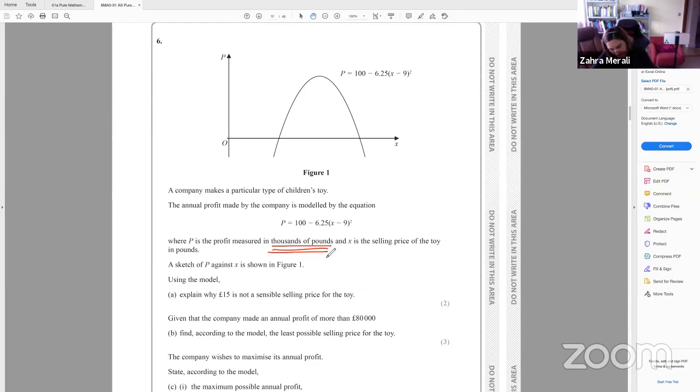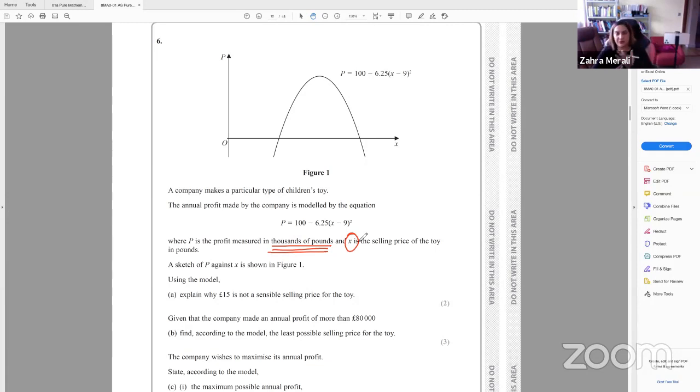So the selling price is the X. You would substitute that in: 100 minus 6.25 times (15 minus 9) squared, and you find it gives you a negative number. So you say it's not a sensible selling price for the toy because it gives you negative profit, or a loss, and a company does not want to be making a loss. Then it asks you to solve, making it equal to 80,000. You've got to make sure you realize that's making it equal to 80.